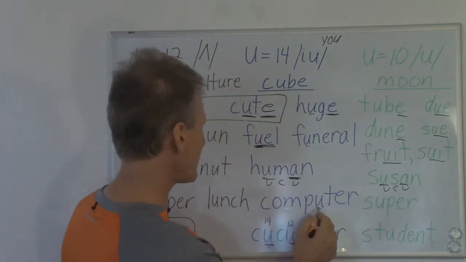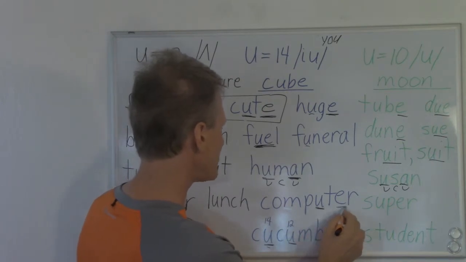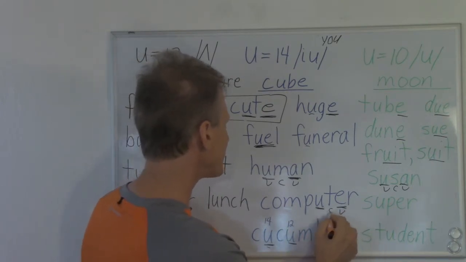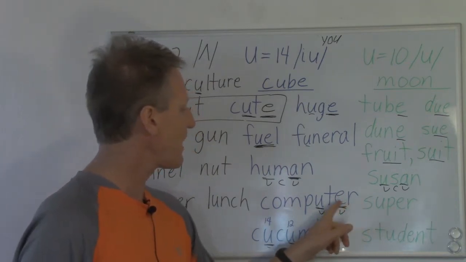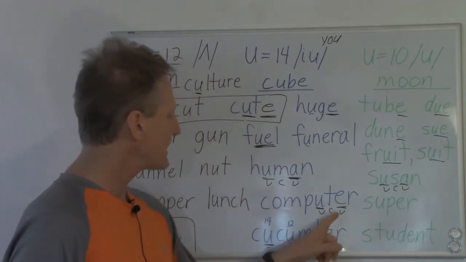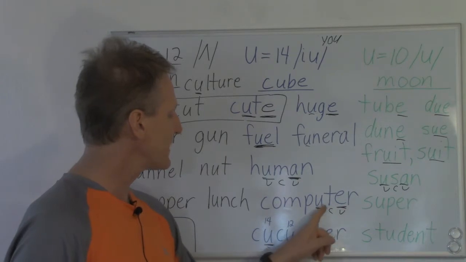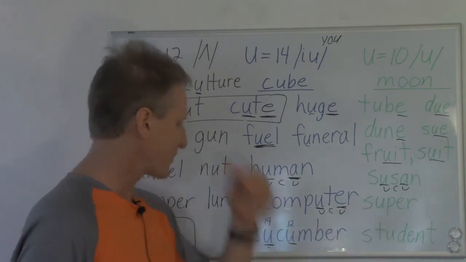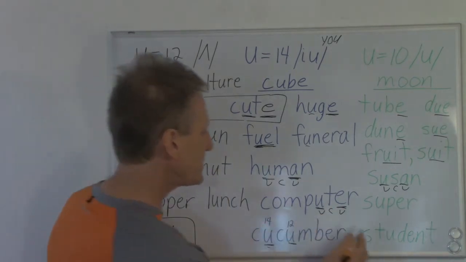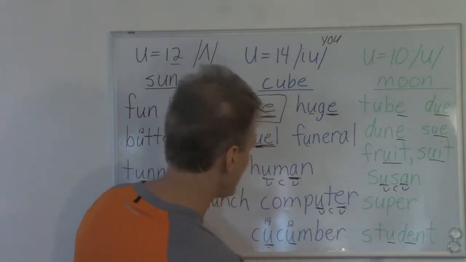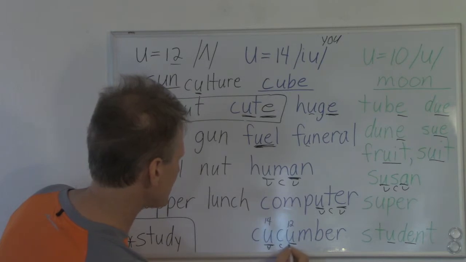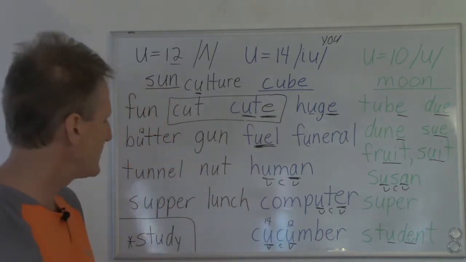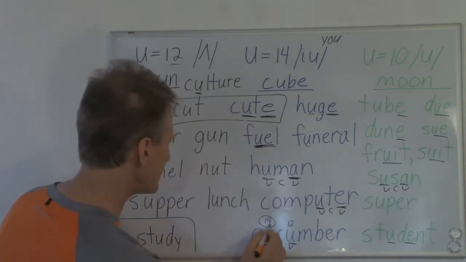Okay, computer, we've got vowel, consonant, vowel. This E is not a silent E. It has some function with the R as another syllable, but it still functions in this vowel, consonant, vowel pattern. Computer, super. Cucumber, student. Okay, let's look at cucumber. Vowel, consonant, vowel. Okay, cucumber. So this one is U.